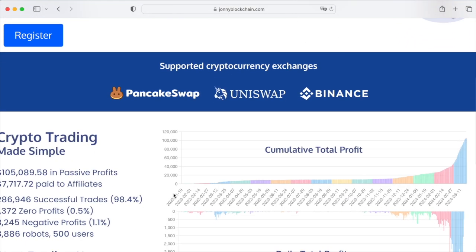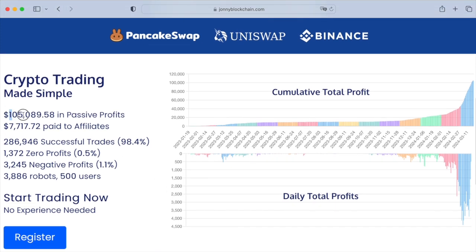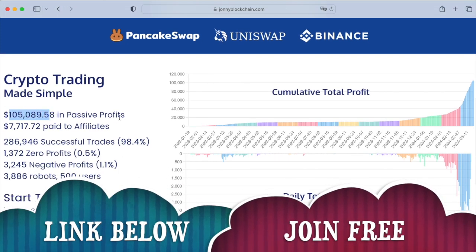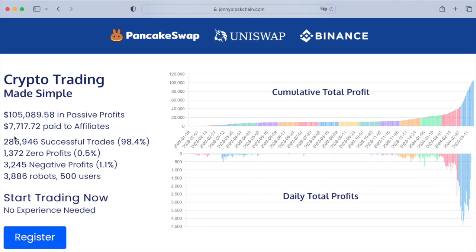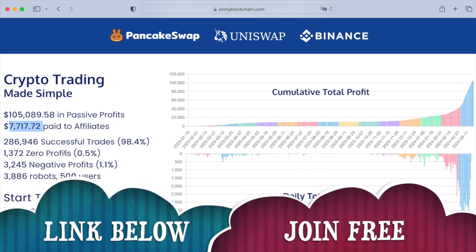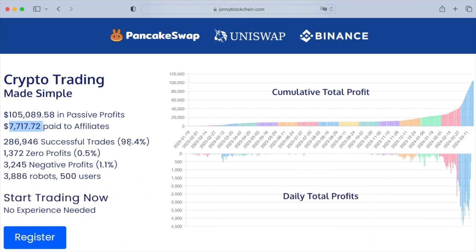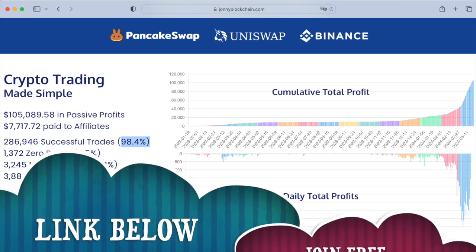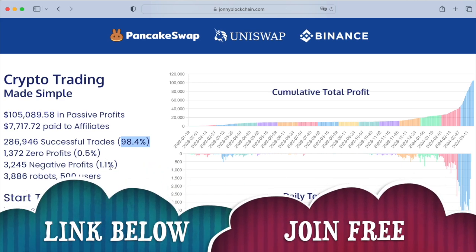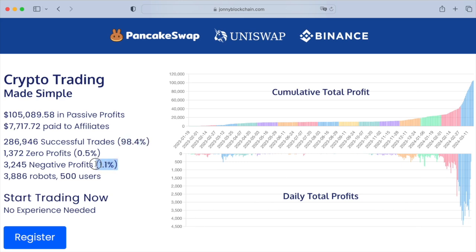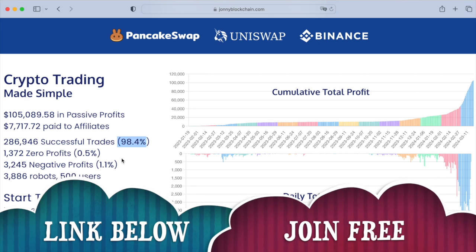And if you look down the bottom here, you'll see that we've got 105,000 in passive income for the members so far. You'll also see that there's over $7,000 paid in affiliate commissions. It's also got affiliate program, 98.4% of profitable trades, 0.5% are bought back, broke even basically, and then we've got 1.1% of negative trades, means that they made a loss, but 98.4% of positive trades. Absolutely mind-blowing system. It really works. It does what it says on the tin.